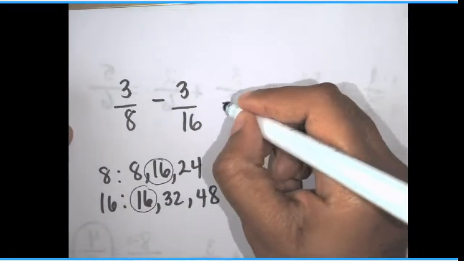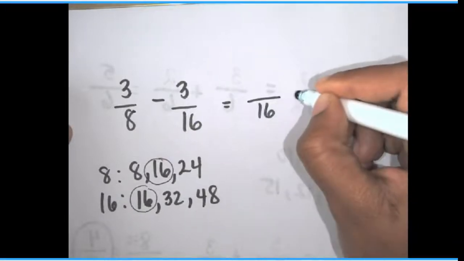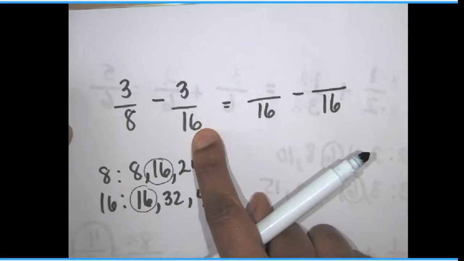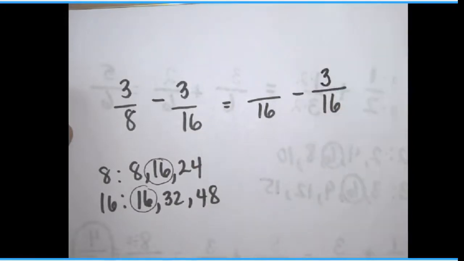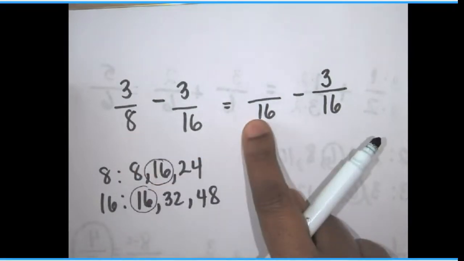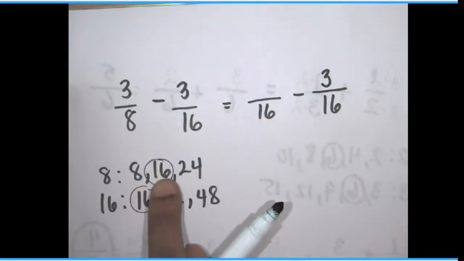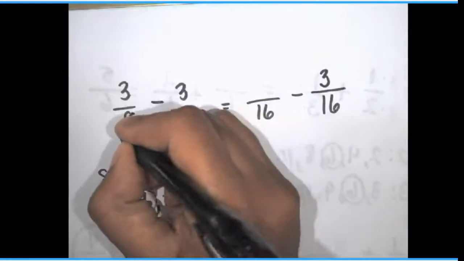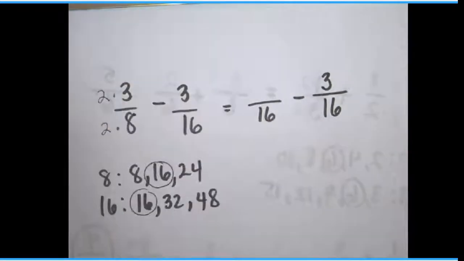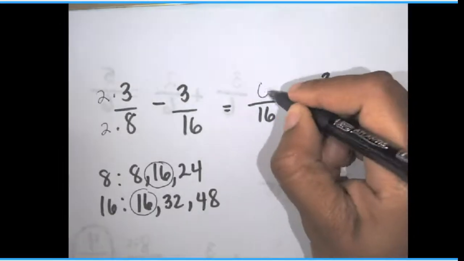Okay, so now put 16s on the bottom. And again, in this case, I'm subtracting. So this guy already has 16 pieces, and 3 out of the 16 are there. But this guy has an 8. So how do I go from 8 to 16? Well, I know it's 8 times 2. So I'm going to multiply by 2 to the denominator. I'm also going to multiply by 2 to the top. So this guy will now have a 6.